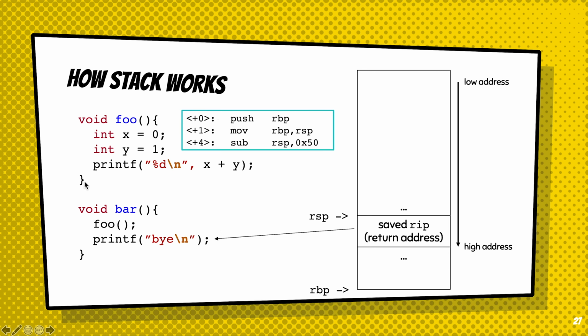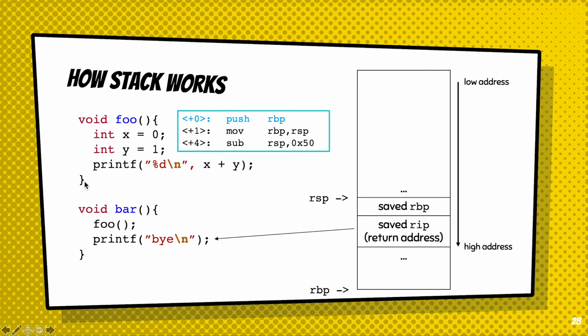When function foo is executing, the first instruction is push RBP, which pushes the value of RBP into the stack. The next is move the value of RSP to RBP. The value of RBP will be equal to RSP, both of which point to the saved RBP. The third is sub RSP, hex 50.